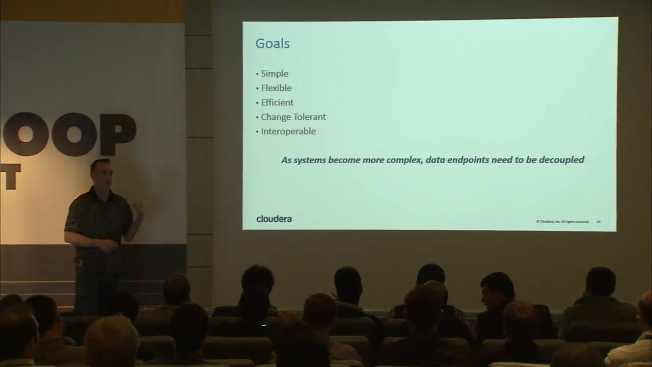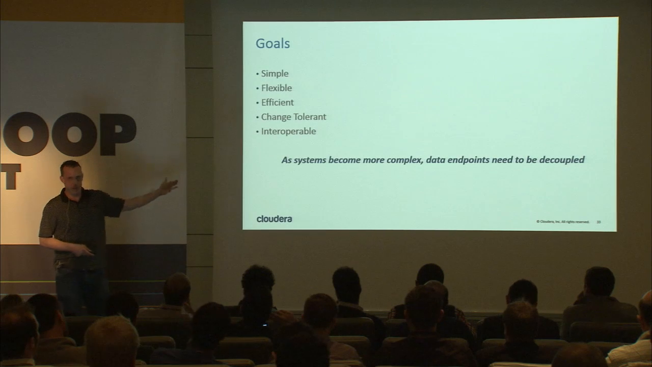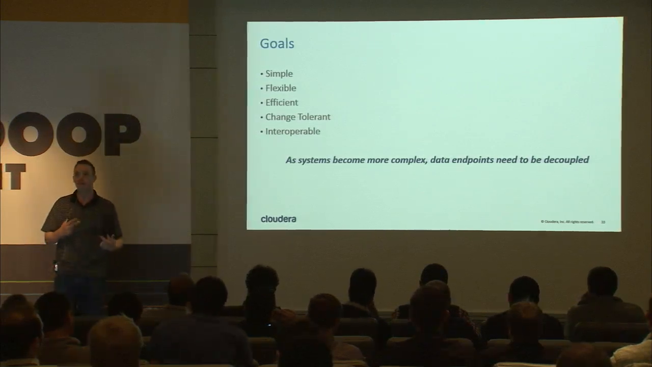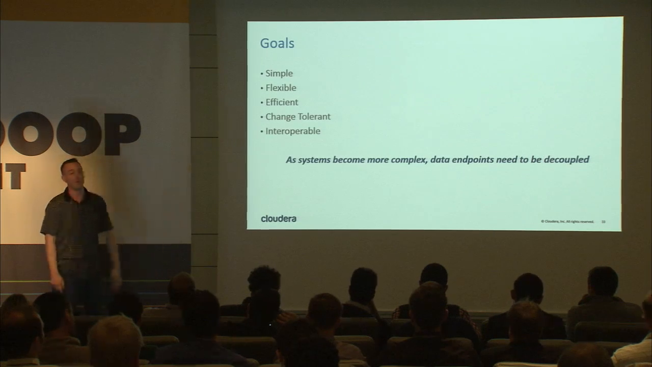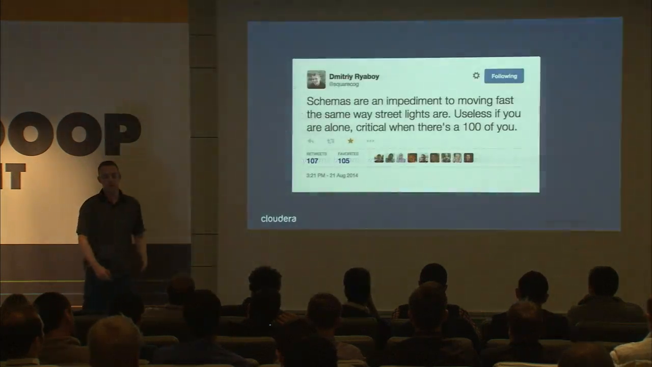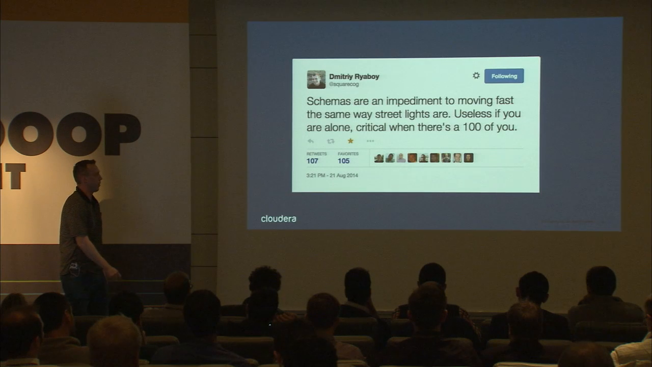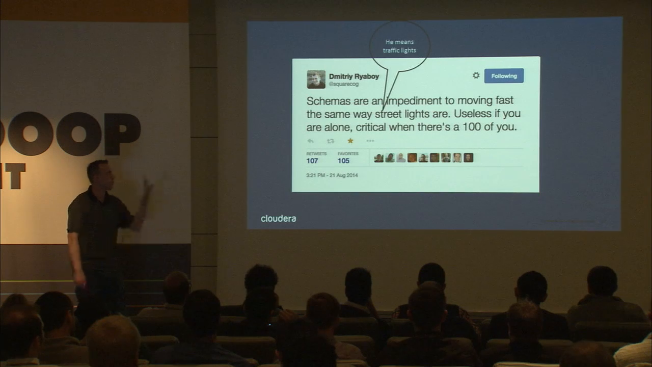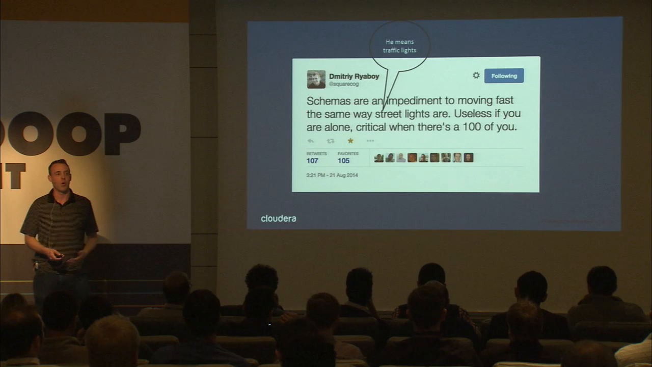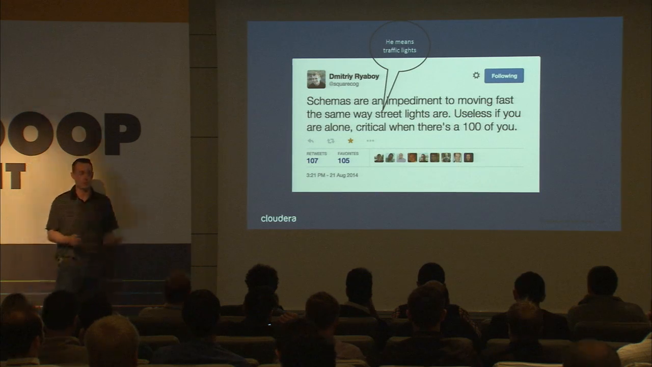In my opinion, this is what should be the goals of your data exchange format. It should be simple, flexible, efficient, change tolerant, and interoperable. There's this really great quote from Dimitri at Twitter. I'll just read it. Schemas are an impediment to moving fast the same way streetlights are. I think he means traffic lights. Useless if you're alone, critical when there's 100. I can't agree more. Don't use JSON for your message formats.